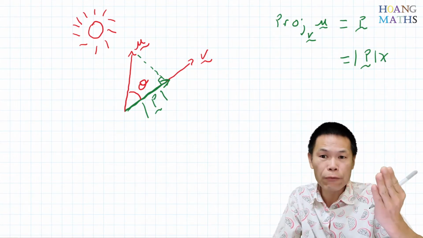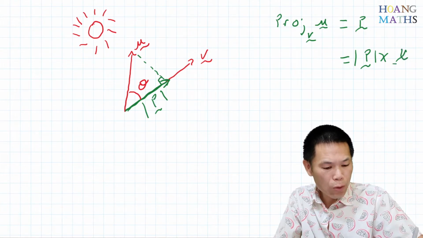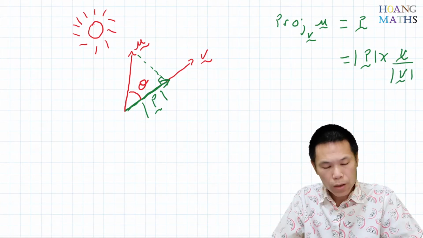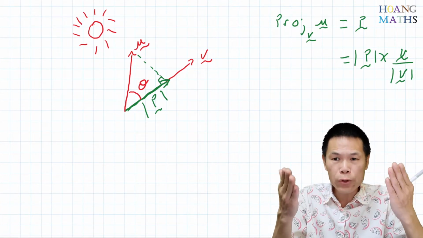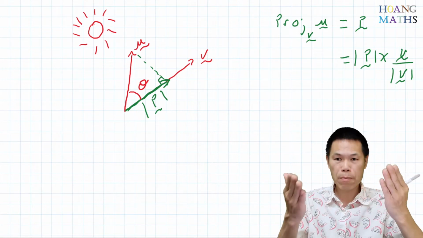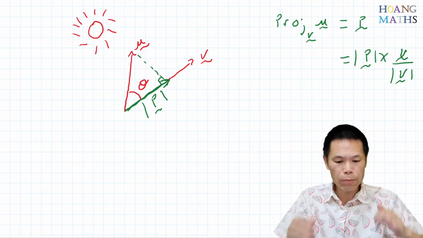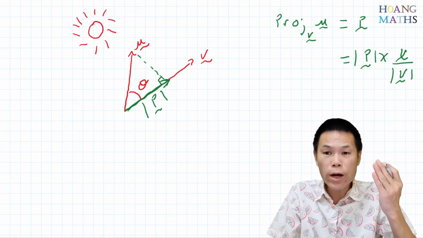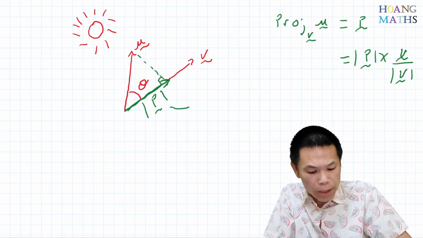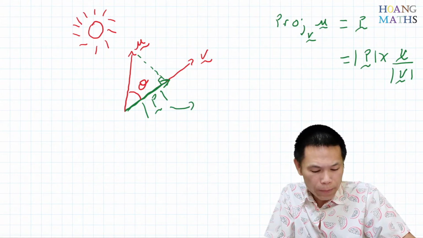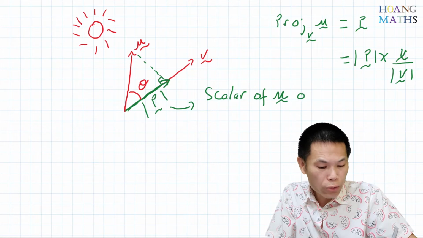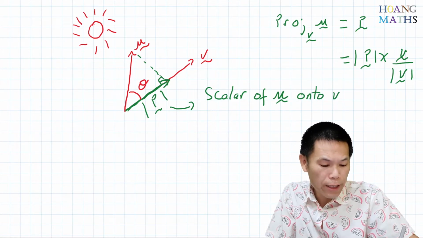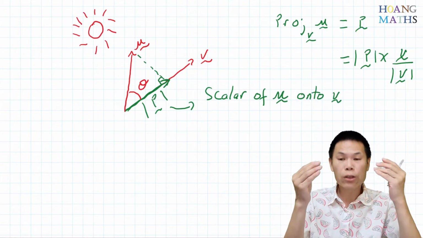So unit vector v is vector v over the magnitude of v, okay? Because a unit vector is a vector that has one unit. Therefore, it is just the vector over the magnitude itself. So please keep that in mind. First of all, to work out the scalar, the magnitude of p here is known as the scalar of vector u onto vector v, if you like. So that's what that meant.